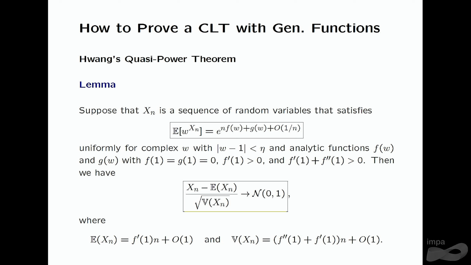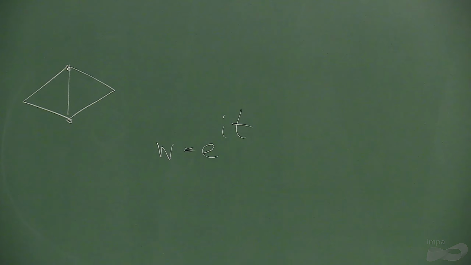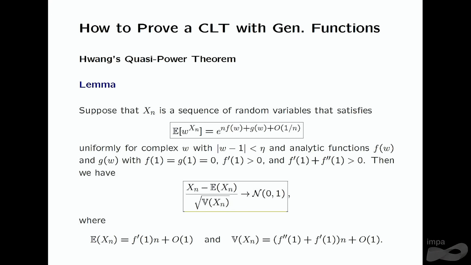Of course, we are using some probability here, namely weak convergence. Weak convergence can be checked with the help of characteristic functions, and characteristic functions, with respect to a small change of variables, are just the probability generating function. For W you use the exponential function, and you get the characteristic function. So the probability generating function, the expected value of W to the X_n, is closely related to the characteristic function.